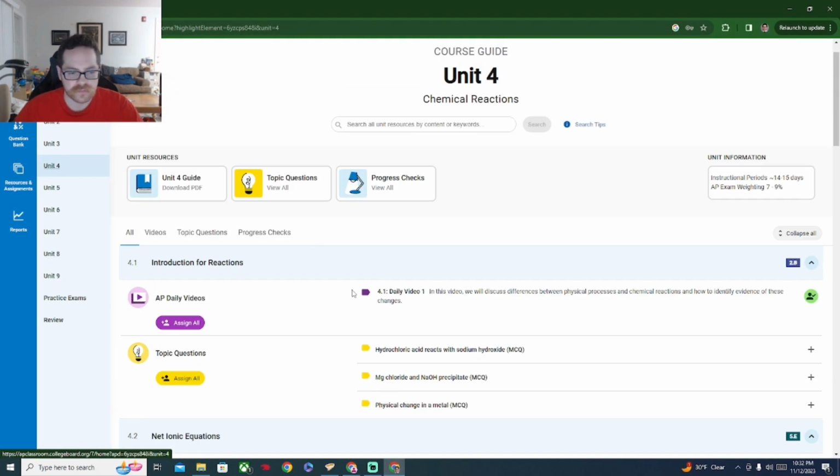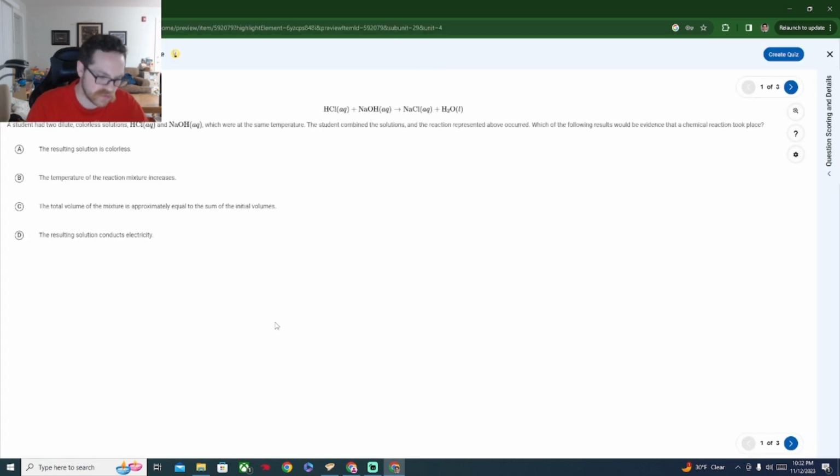So, I wanted to go through all the topic questions first, just one at a time, and give an explanation for each of them. A student had two dilute colorless solutions, HCl and NaOH, which were at the same temperature. The student combined the solutions, and the reaction represented above occurred. Which of the following would be evidence that a chemical reaction took place?